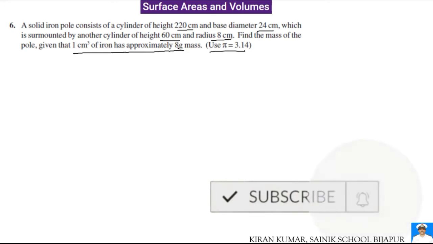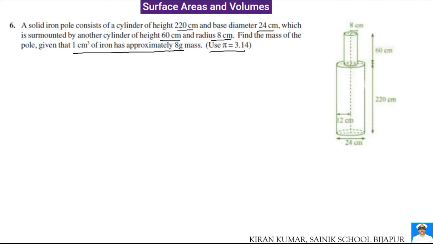There is one bigger cylinder. On that there is a smaller cylinder. It would look like this. The radius of the larger cylinder is 24 centimeter. Sorry, the diameter is 24, hence the radius will be 12 centimeter. I'll consider this as R1, and the radius of the smaller cylinder I'll take it as R2. The height of the larger cylinder I'll take it as H1. The height of the smaller cylinder I'll take it as H2.